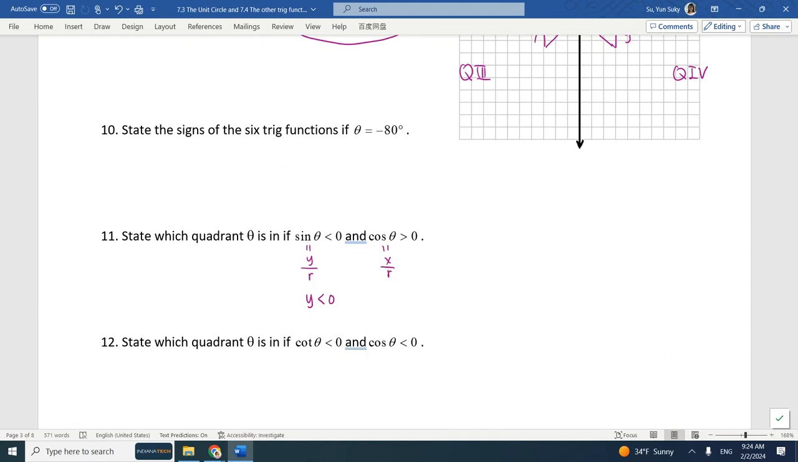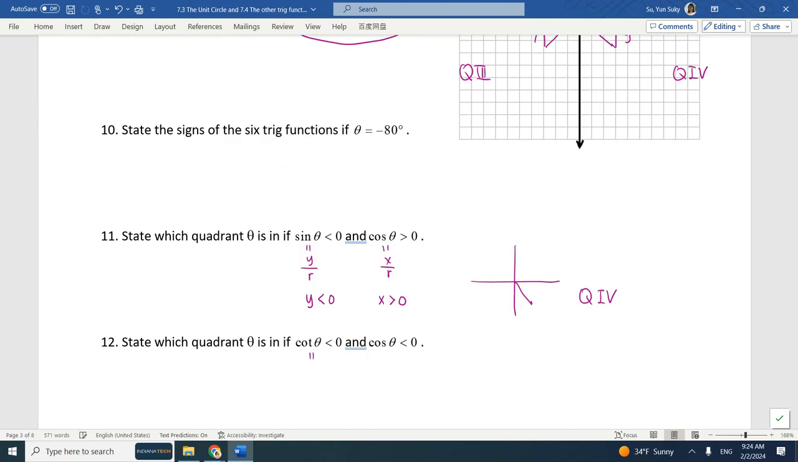Our r is always positive. What do you say about the x? Positive. Is that okay, everybody? Now, see? The y is negative and your x is positive. Where are we? Quadrant 4, right here. So this is in quadrant 4. Is that okay, everybody? That's what I asked you. Be familiar with these 6 trig functions.